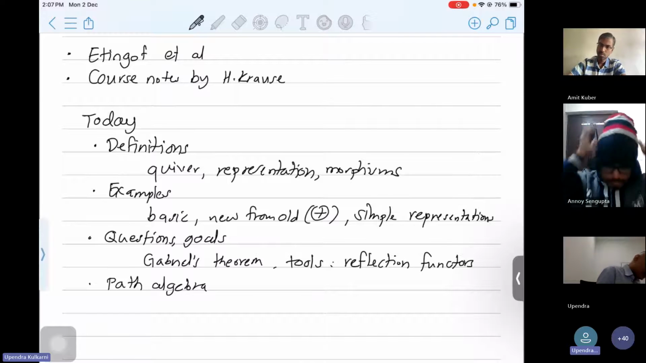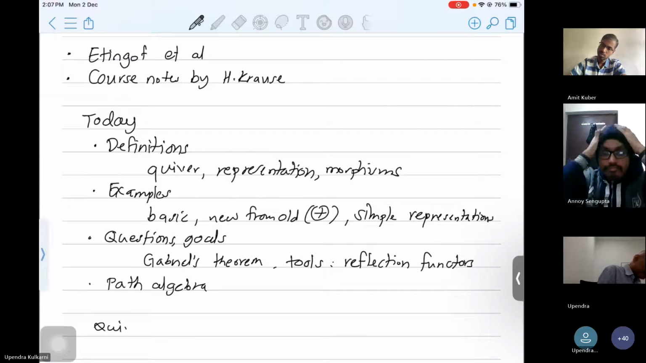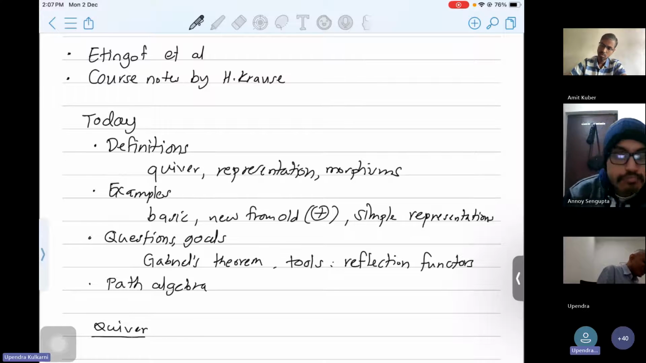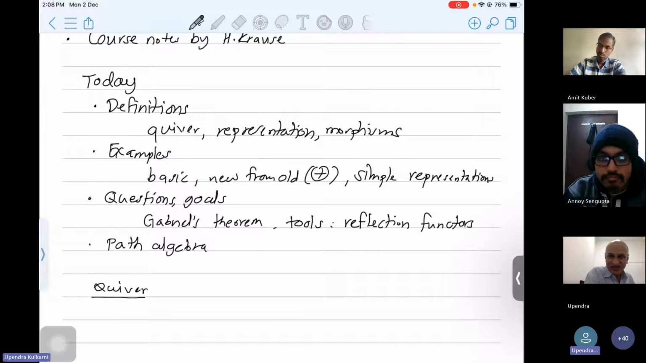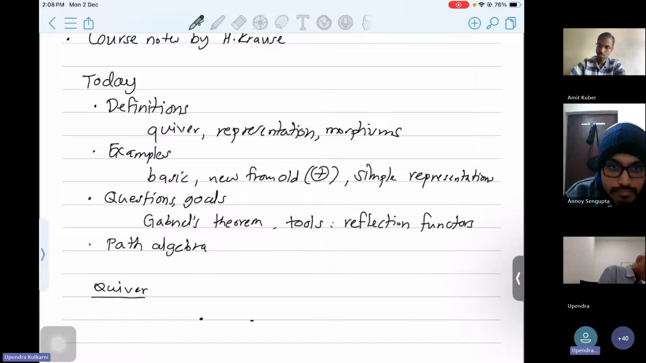So what is a quiver? It's just a directed graph. So you can write down a formal definition, which you will find in all sources, and maybe I will also write down. But it's simplest just to write an example. So let's take something. So you have a bunch of vertices.